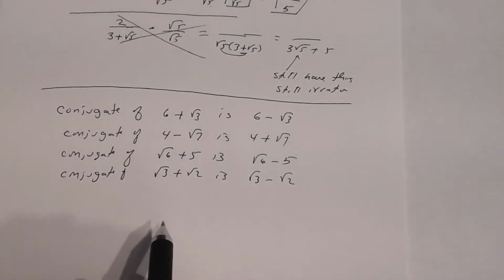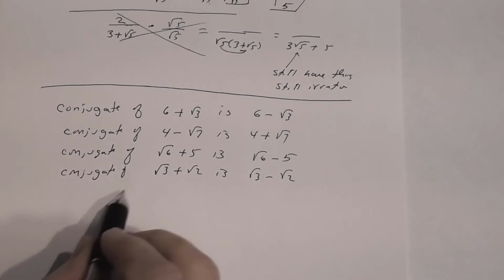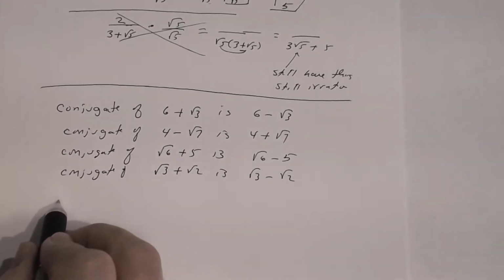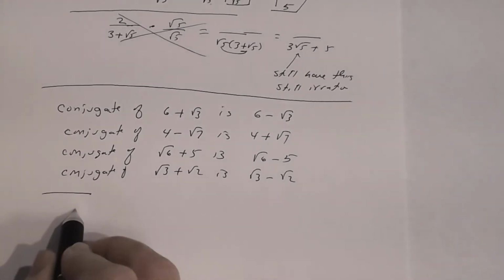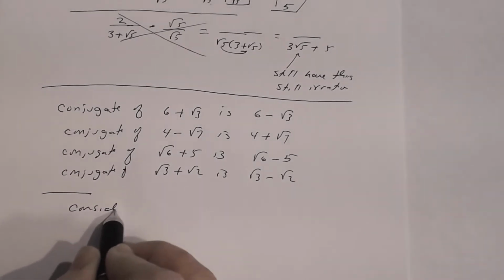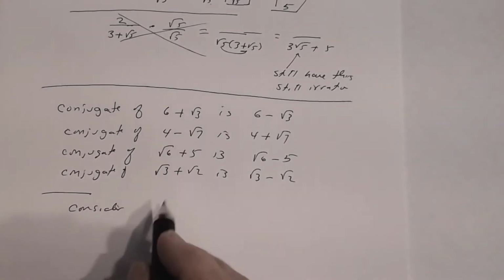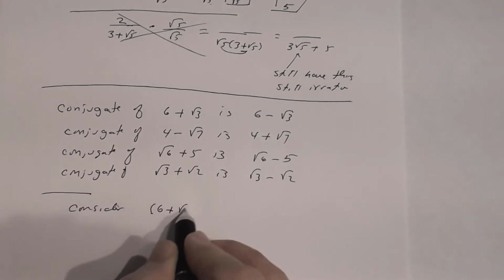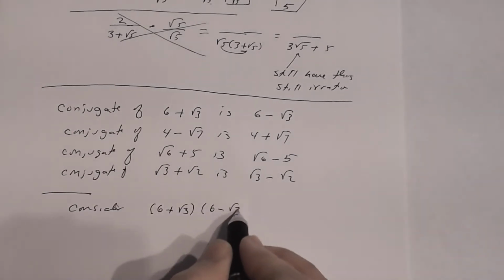So for example, if I look at, let's say, the first one here: 6 plus the square root of 3 times 6 minus the square root of 3.